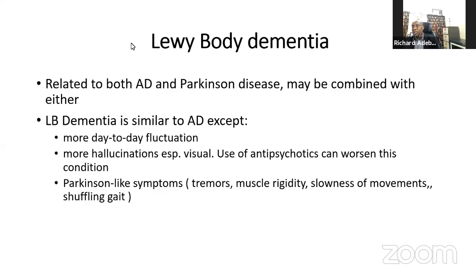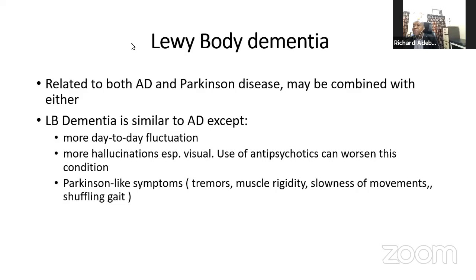Now, Lewy body dementia is similar to Alzheimer's dementia, except that there's more day-to-day fluctuation. There are more hallucinations in this group, especially visual hallucinations. And use of antipsychotics can worsen this condition if care is not taken. They have Parkinson-like symptoms like tremors, muscle rigidity, slowness of movements, and shuffling gait too. That's Lewy body. Frontotemporal dementia is also called Pick's disease.